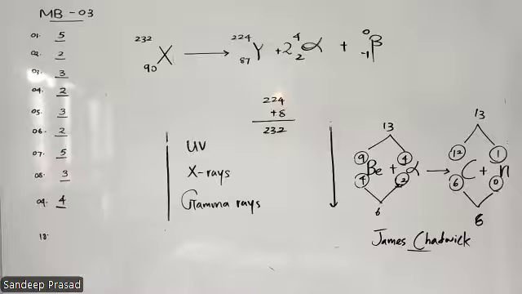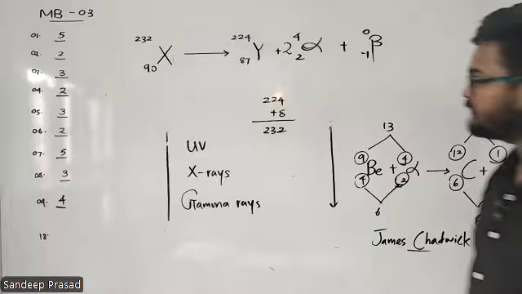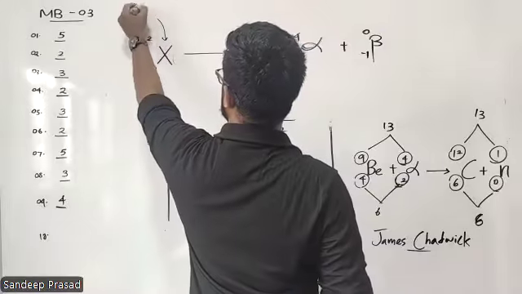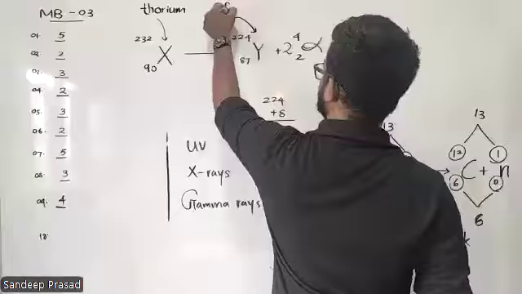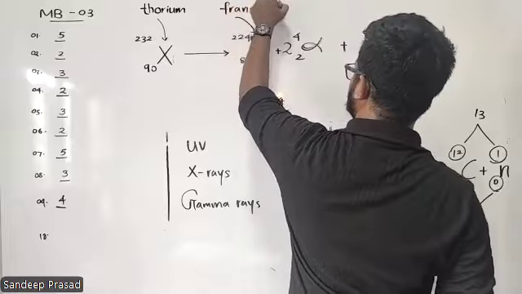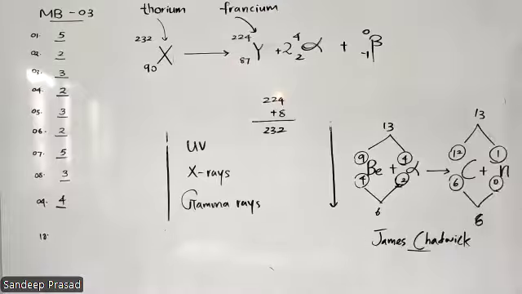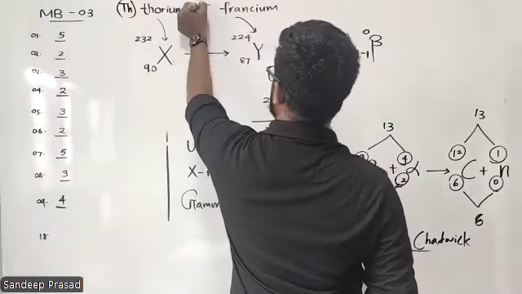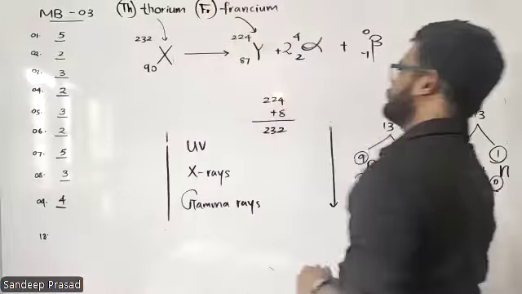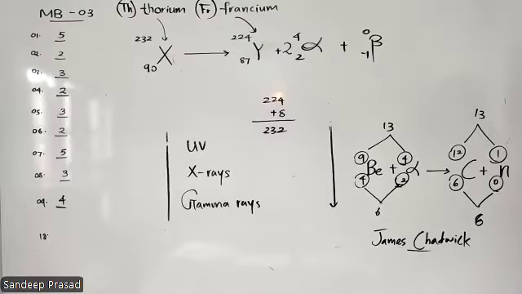87 is francium and 90 is thorium. Isotope of thorium, and it is converted into francium.